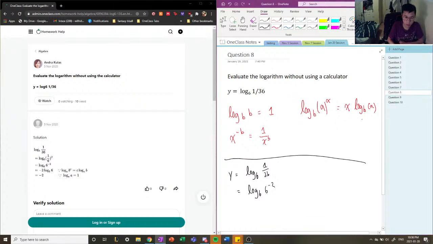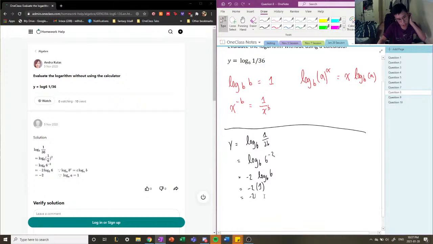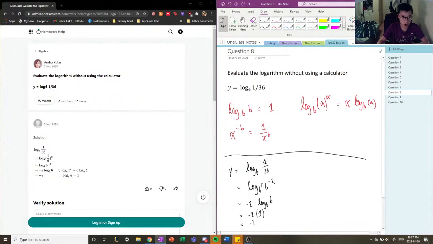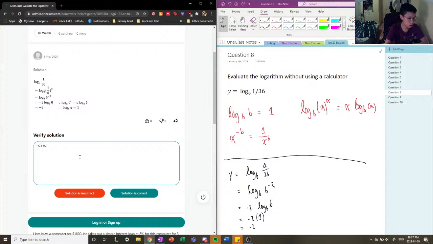Next, we're going to use this property, which states that we can move exponents down to be constants multiplying the logarithmic expression. If we do that, we get negative 2 times log base 6 of 6. And finally, we know that the log of a base with the same argument is equal to 1, so we have negative 2 times 1, and y is equal to negative 2. So by using the properties of logarithms and exponential functions, we're able to simplify the expression without using a calculator. So this solution is correct. Nice.